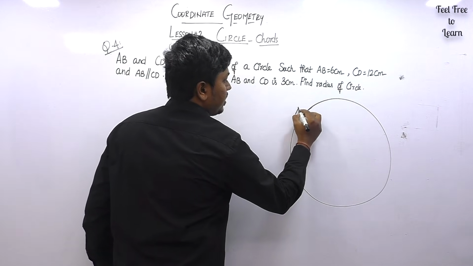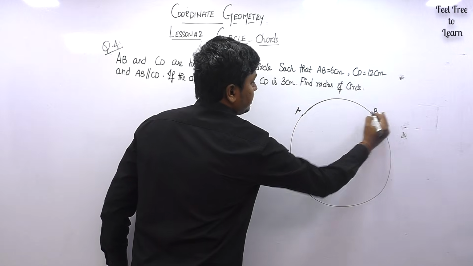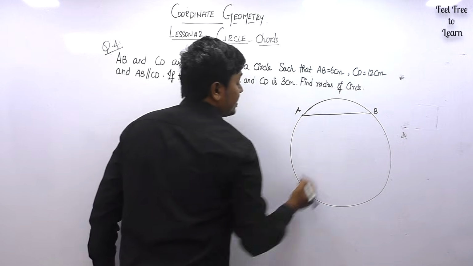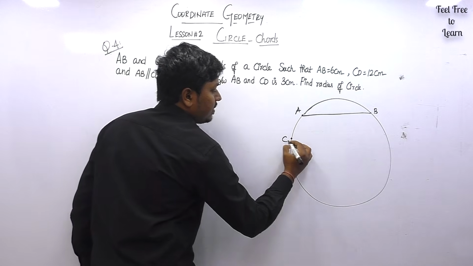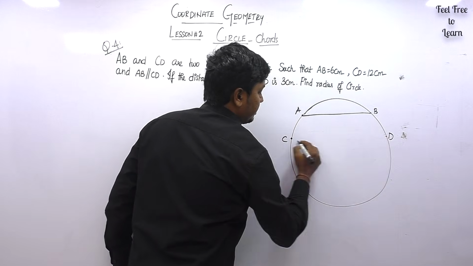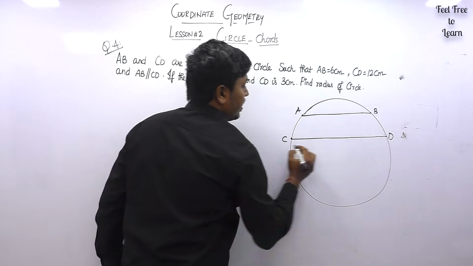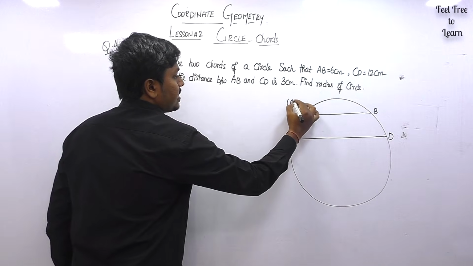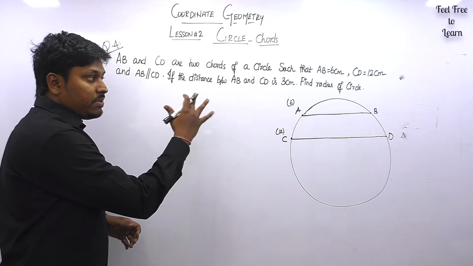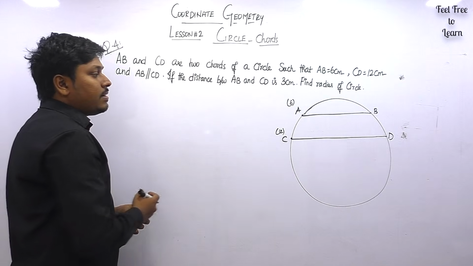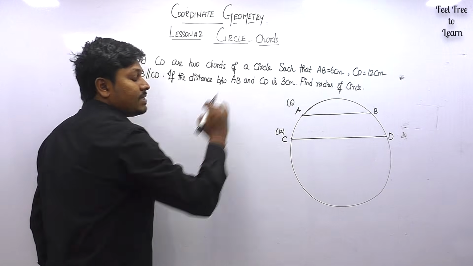Let me assume A and B here. So the first chord is of 6 centimeter and the second chord is of 12 centimeter. So let me fix this as C and D. So this chord length will be 12 centimeter and this is 6 centimeter. And next point, what they have given, our target is to find the radius of the circle, and the distance between both the chords is given, that is 3 centimeter.